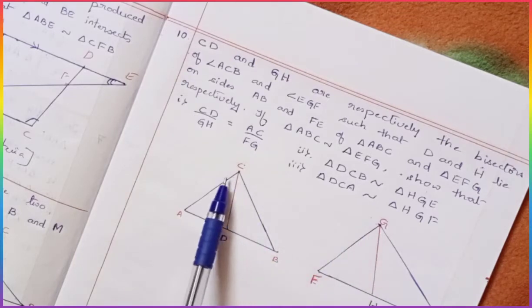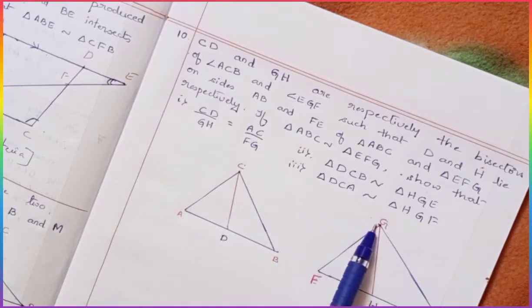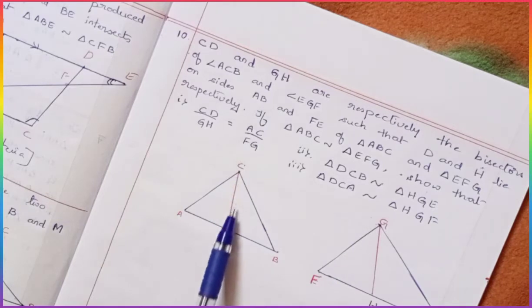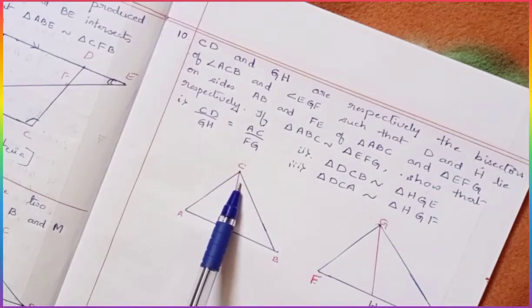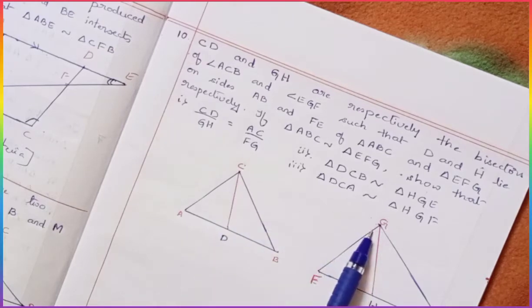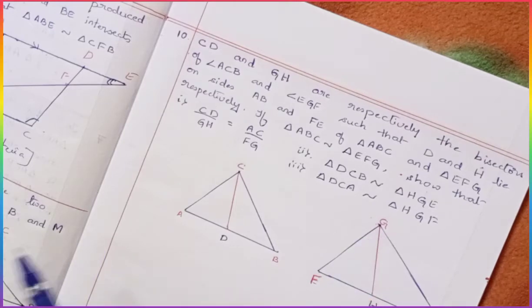If we think angle C is 50 degrees, obviously angle G is also 50 degrees. If CD is dividing the angle C into two equal halves, obviously this portion becomes 25 degrees and this portion of the angle is also equal to 25 degrees. Similarly, when GH is bisecting angle G, then it is also 25 degrees and it is also 25 degrees, if we think like that. Okay.